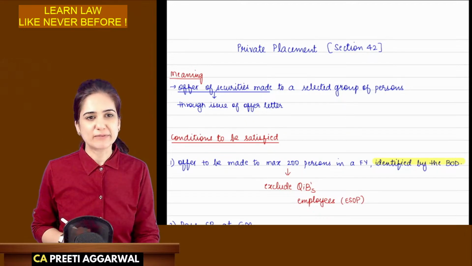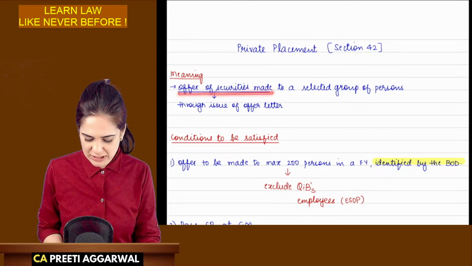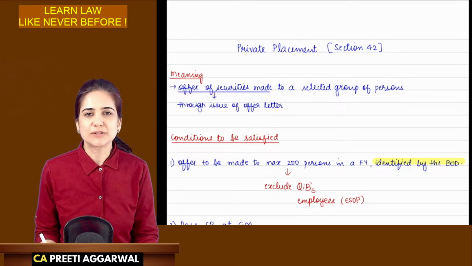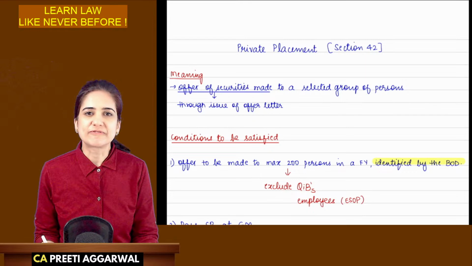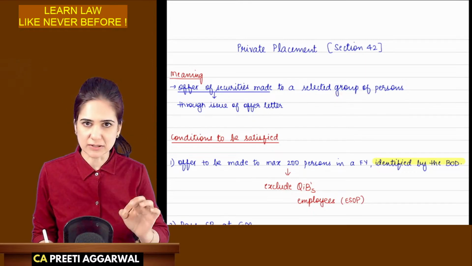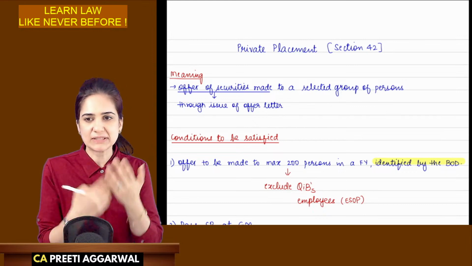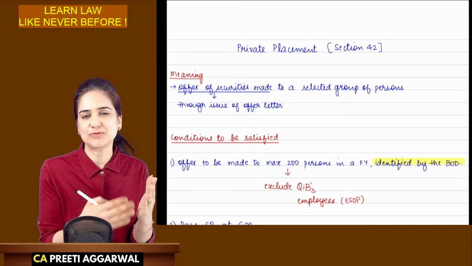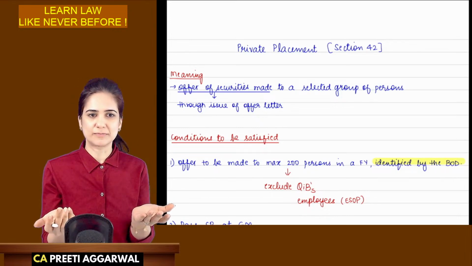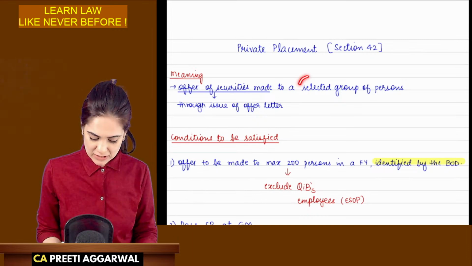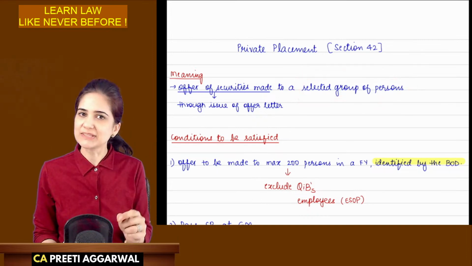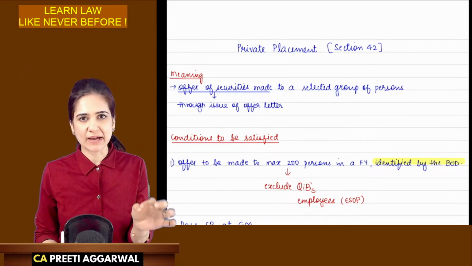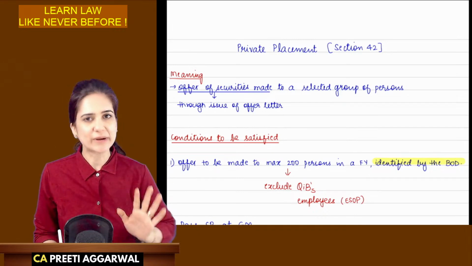So what is the meaning of private placement? It is nothing but an offer of securities made to a selected group of persons, and the offer is made through the issue of an offer letter. Now this group is selected by the board of directors. So they will prepare a list and place it in the board meeting: these are the shareholders, these are the persons to whom we are planning to issue the offer letter. It is very similar to a specific offer. This offer of private placement can be accepted only by the person to whom it is made.